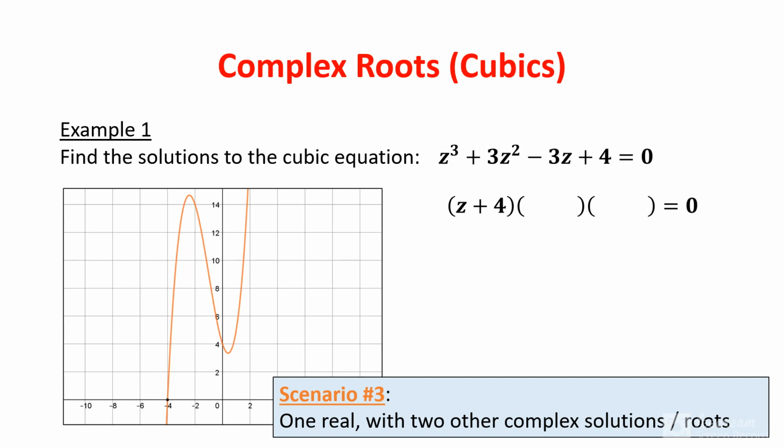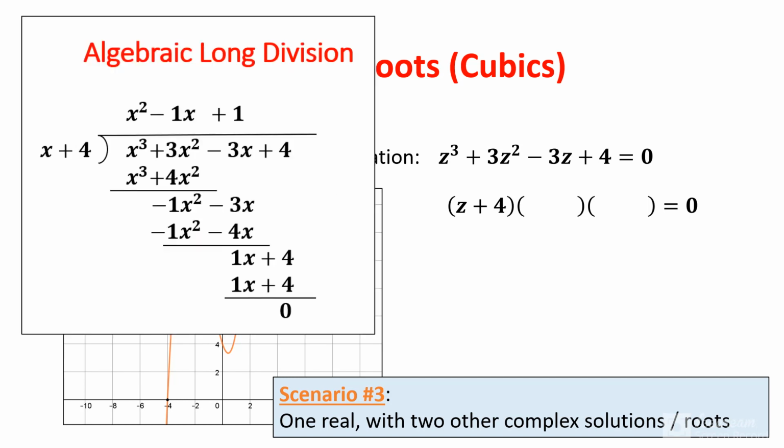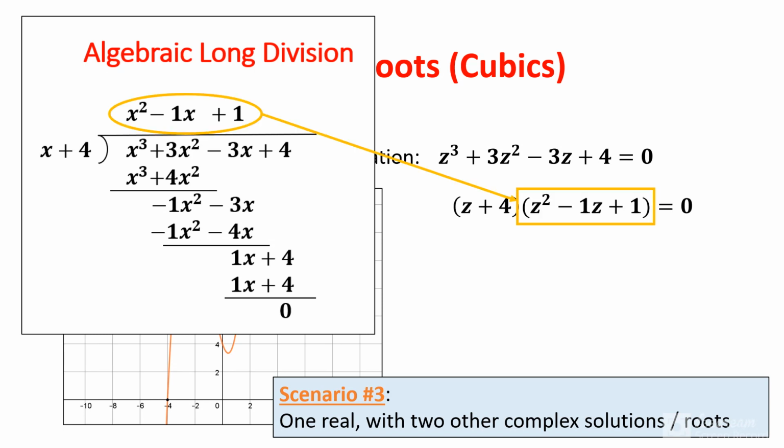Right, well, now we've got the other part of the cubic to go. And we're going to have to go back to a long division video, a few videos back, and we're going to divide x cubed plus 3x squared minus 3x plus 4 by the factor we do know, which is x plus 4. Notice I'm changing from x's to z's, don't get too confused with that. And we come to the expression of x squared minus 1x plus 1. So that must be this part here. And again, I'm replacing it back with z's. So we've got z squared minus 1z plus 1.